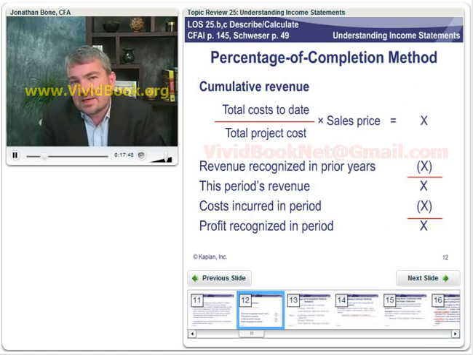Okay, so this is how we're actually going to work out the cumulative revenue to recognize in our income statement. We take the total cost to date over the total project cost. So costs incurred over total project cost times the contracted selling price, and that gives us the cumulative revenue to date. Now, some of that revenue might well have been recognized in previous years, so we need to deduct revenue recognized in previous years' income statements, and that gives us this year's sales figure, this year's revenue figure. Then deduct the costs incurred in this year to get the profit that will show up in this year's income statement.